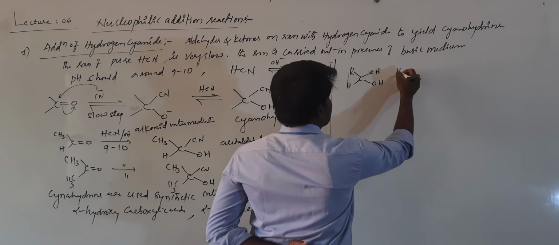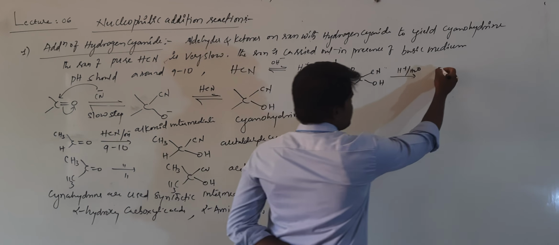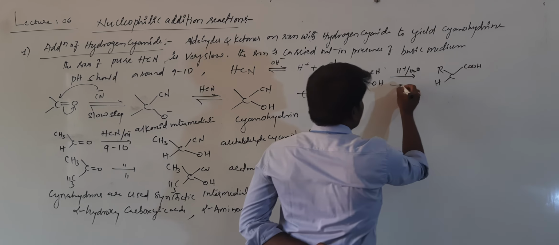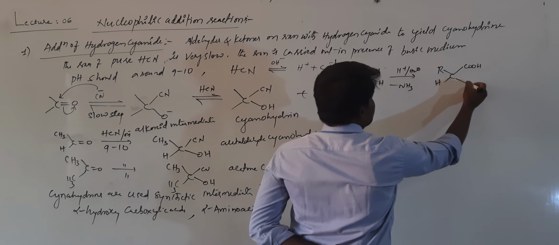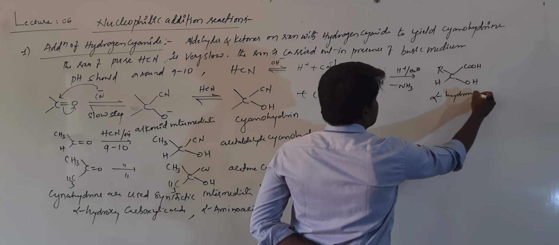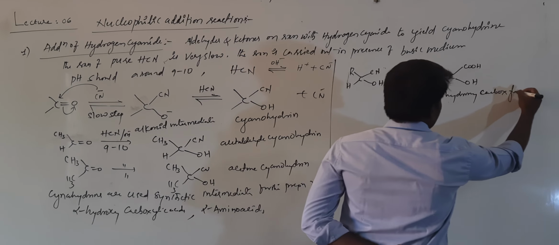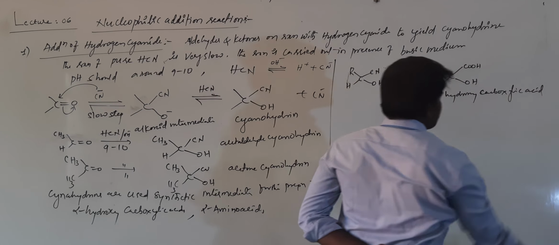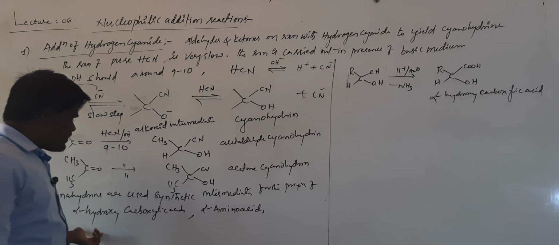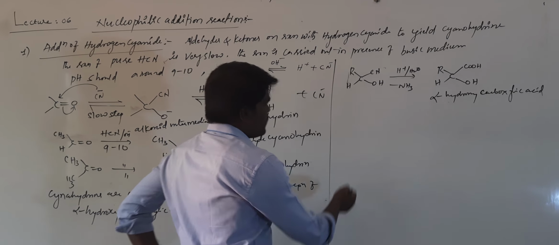If you hydrolyze this in presence of acidic medium, with the removal of ammonia, it will be converted into an alpha hydroxy carboxylic acid. That means they can be used for the preparation of compounds such as alpha hydroxy carboxylic acids and alpha amino acids. This is an application of this reaction.